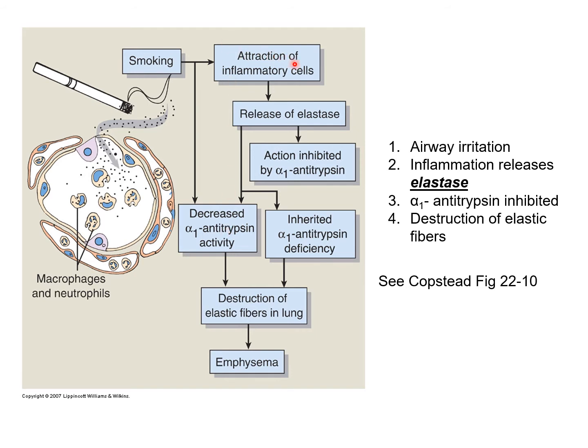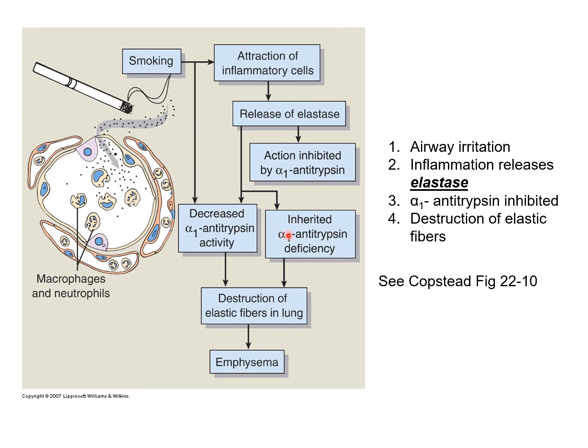So up here we have the inflammatory cells. Our neutrophils primarily are going to be releasing elastase. Normally elastase is inhibited by our alpha-1 antitrypsin. However, if we get excessive quantities of that, we're going to inhibit the antitrypsin itself. And so both of those end up right here at this place.